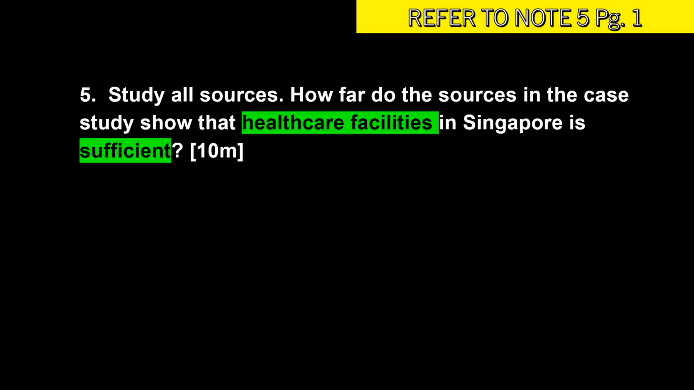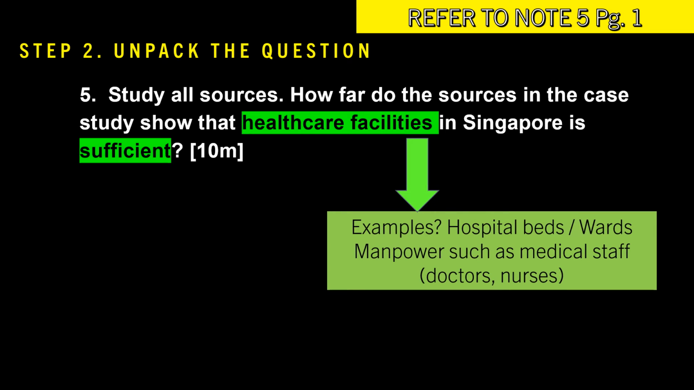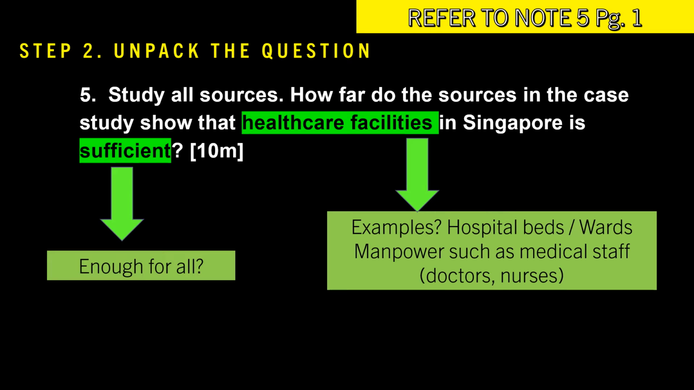Now, step 2, we're still at page 1, but step 2, what you need to do is you need to unpack the question. All right, so highlight the healthcare facilities as well as the word sufficient. So what can we define as healthcare facilities? So some of the examples are hospital beds, wards, or even manpower such as medical staff. Okay, whereas what's the meaning of sufficient? It actually simply means is or are the healthcare facilities enough for everyone, enough for all?